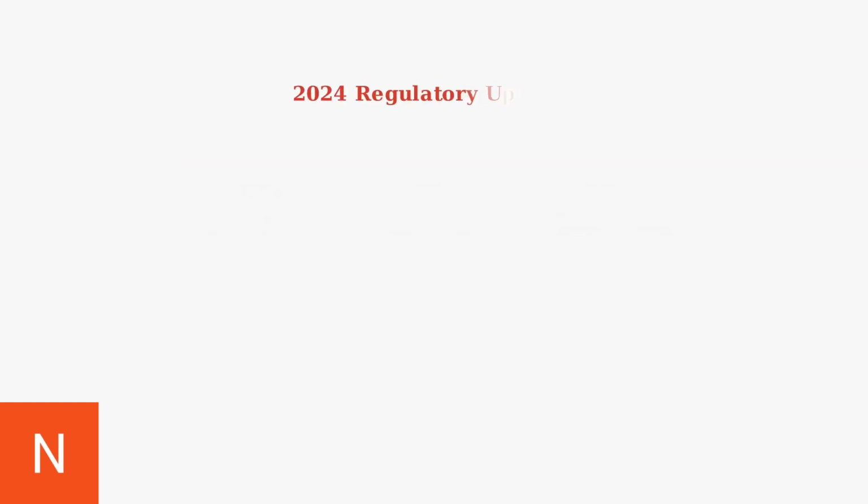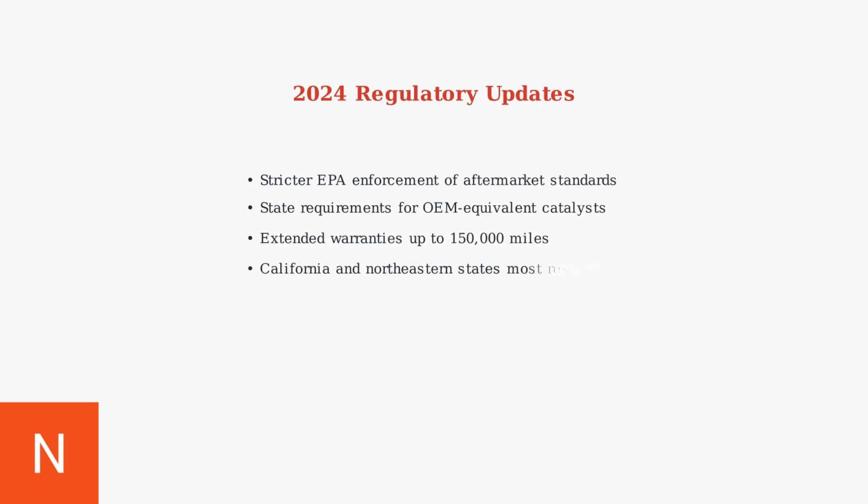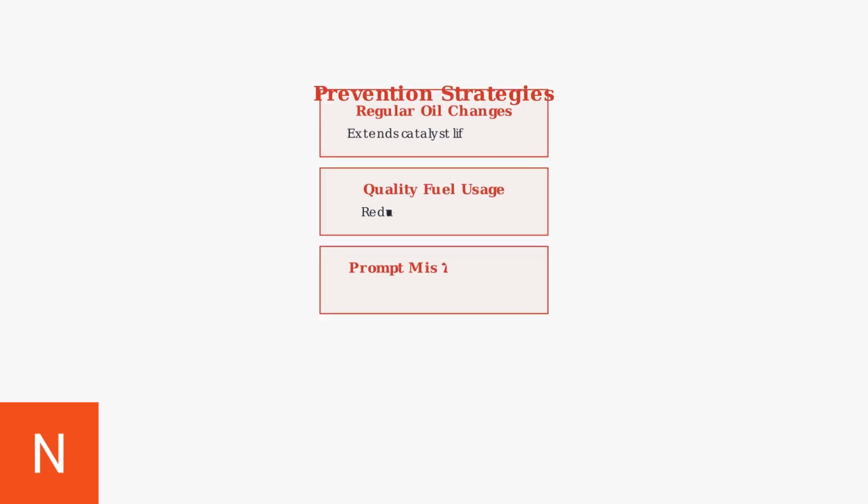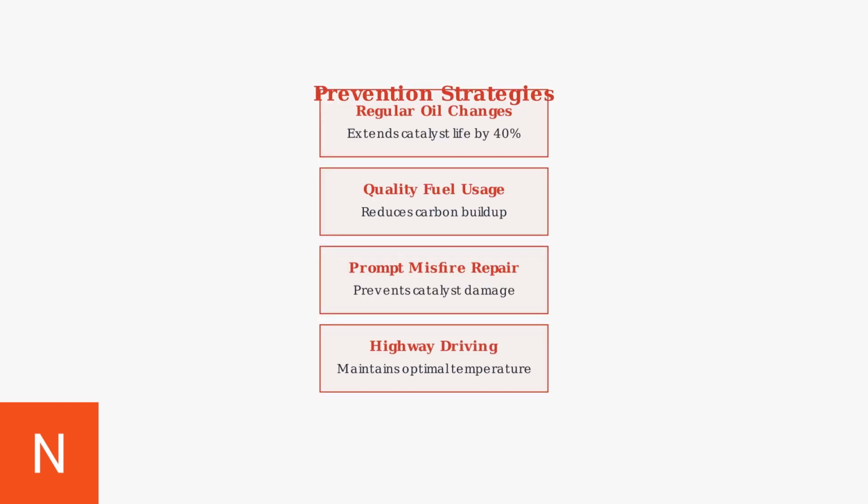Recent regulatory changes affect repair options. The EPA now enforces stricter aftermarket catalyst standards, and several states require OEM equivalent parts for newer vehicles. Prevention is more cost-effective than replacement. Regular oil changes, quality fuel, prompt misfire repair, and periodic highway driving can extend catalyst life by up to 40%.